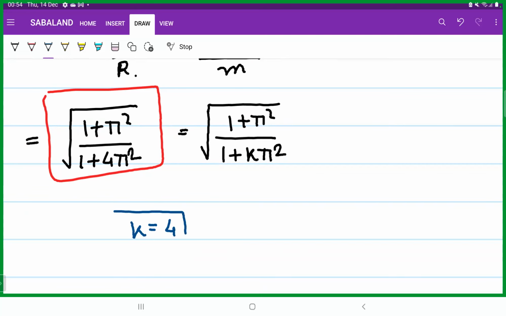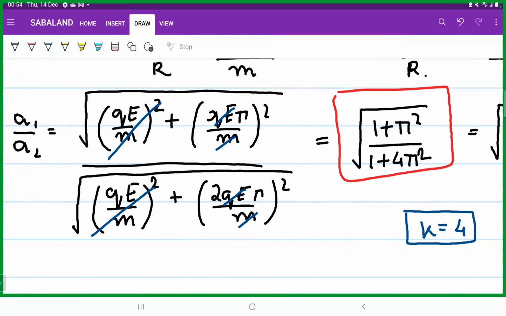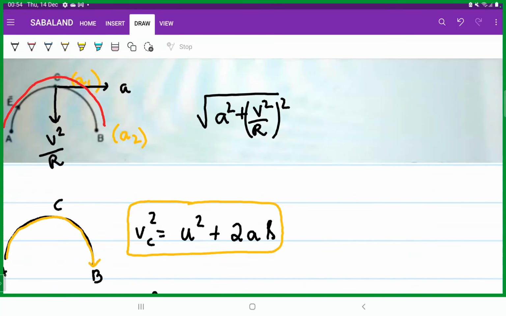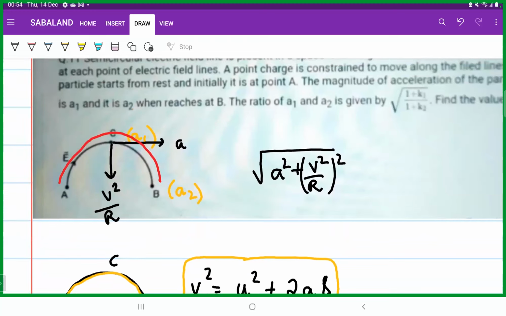So the key insight from this particular sum is that even for a circular path, you can use the formulas for straight lines, provided the acceleration is also in the same direction as that of the path. Okay, and that's it.